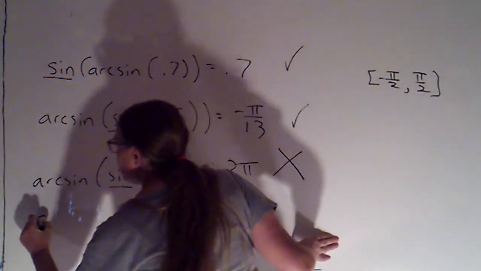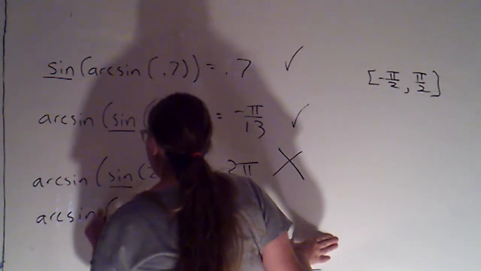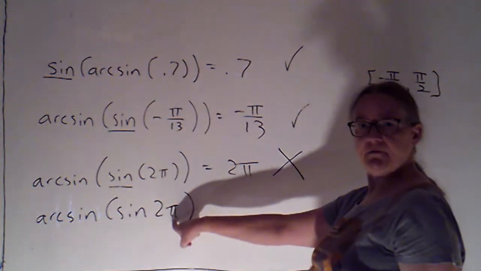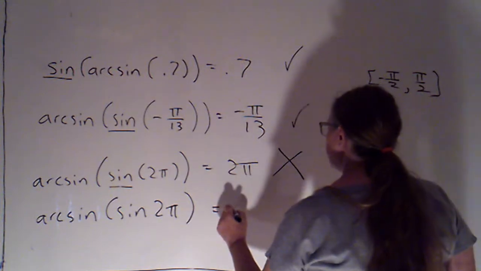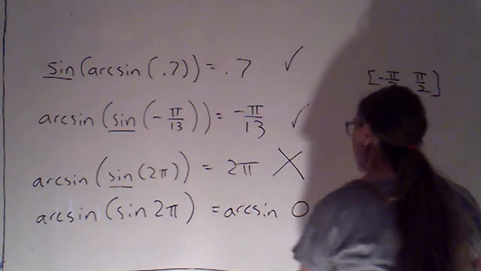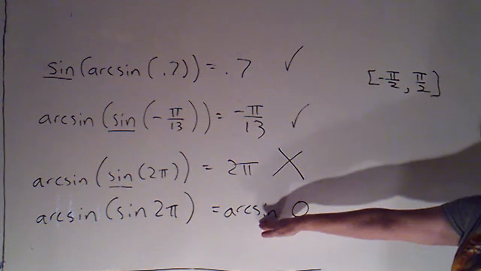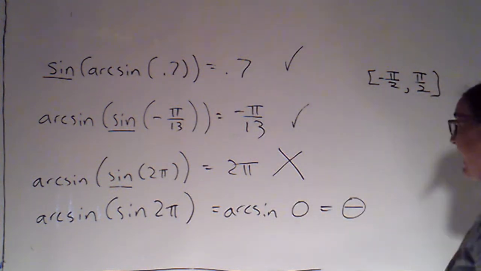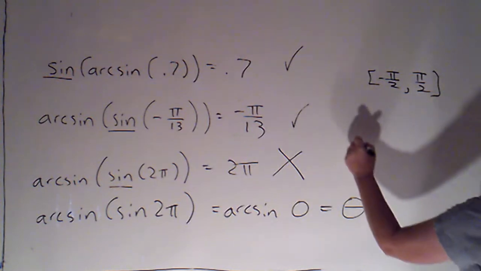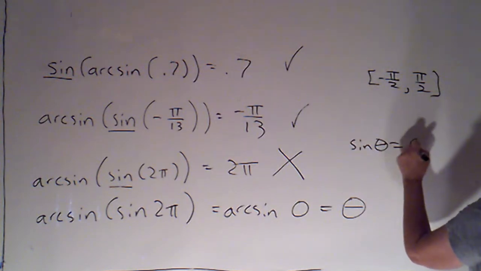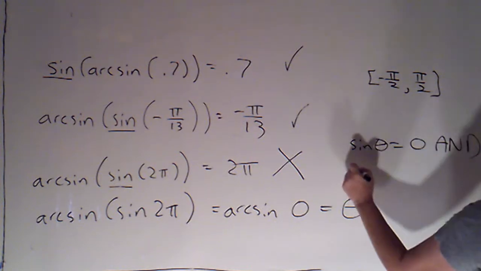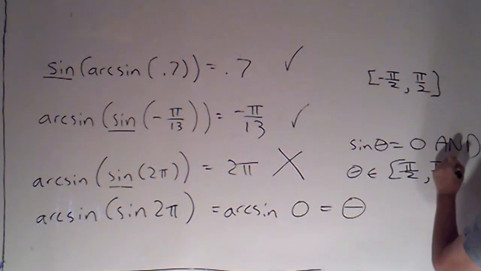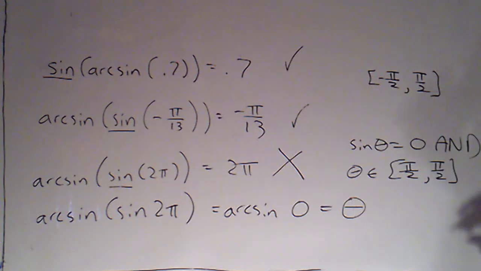Let's go ahead and do it the right way. Arcsine of sine 2 pi. Well, I know what sine of 2 pi is. That's 0. So this would be arcsine of 0. Now I need to evaluate the inverse trig. So I'm going to do my usual trick of giving it a name that makes me think angle. Okay. And then I can say this means that sine of theta has to equal 0 and theta has to be in this interval from negative pi over 2 to positive pi over 2.